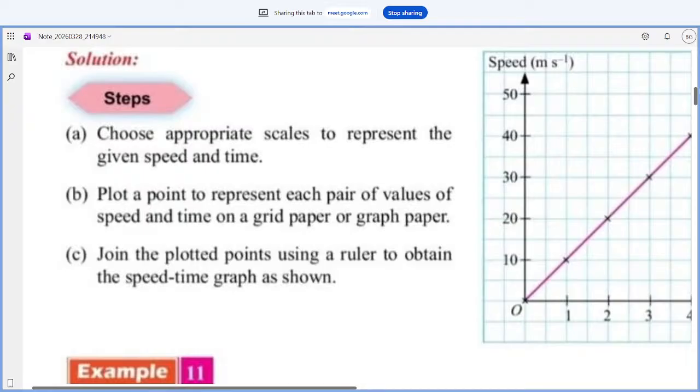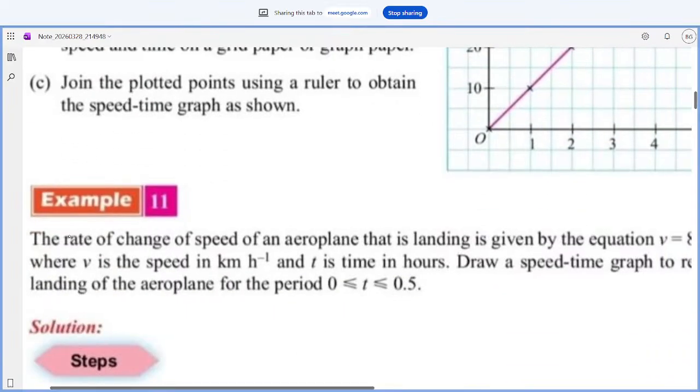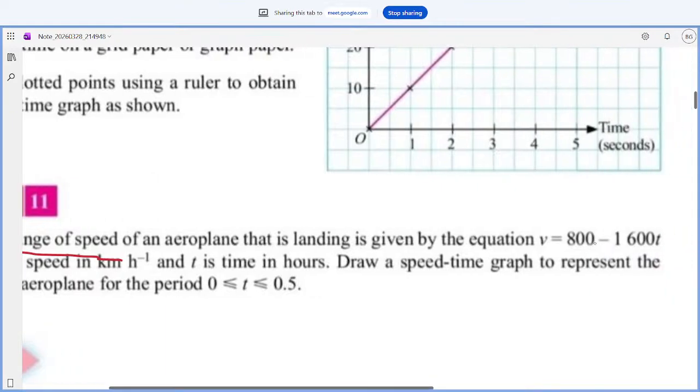Alright, next one. Another example. This one, they are talking about rate of change of speed. This is the keyword for this subtopic. Kadar perubahan laju means pecutan. We are talking about acceleration. So this is the equation for aeroplane.